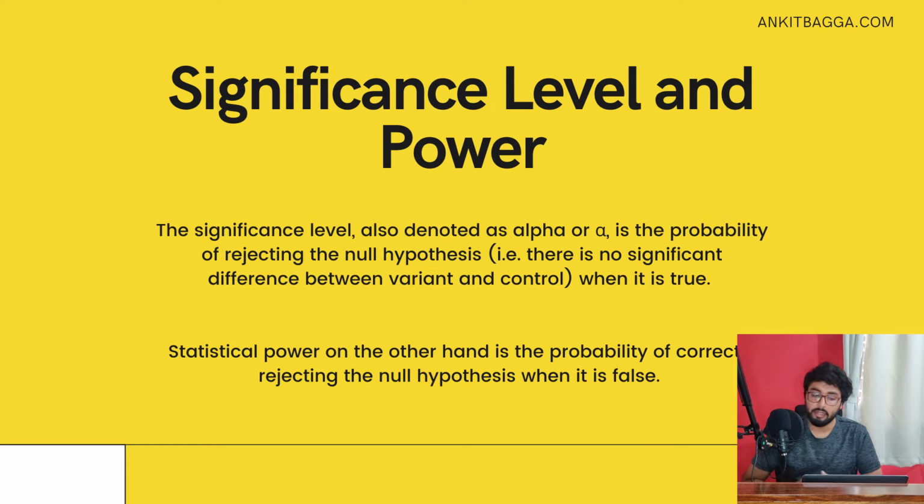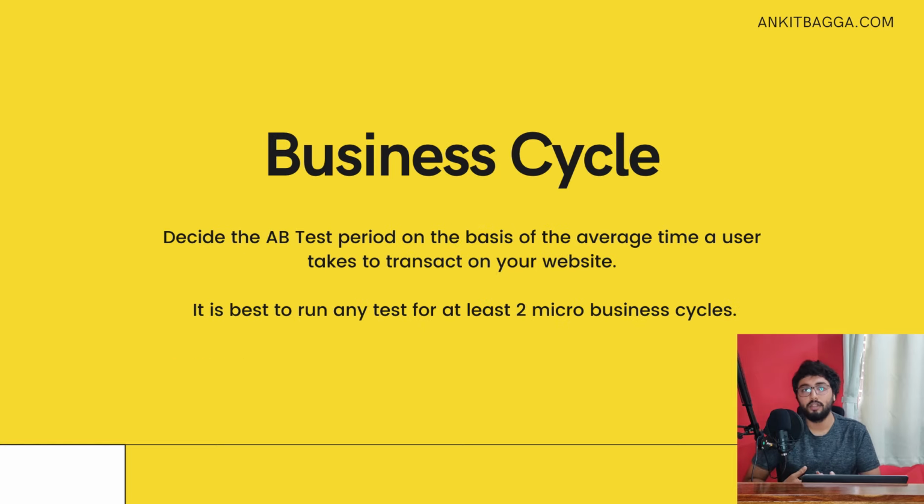Now, the statistical power is typically set at 80%. In your own experiment, you should be able to play with the values of significance level and statistical power at different levels. But the problem in that case would be that, in most cases, you would not have the amount of traffic or the patience to run the test successfully.